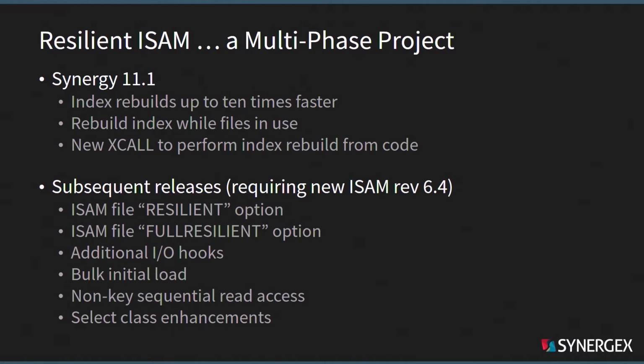In subsequent releases, it's still in the version 11 product set, but not 11.1, there are things that will require a new ISAM revision. So there'll be a new ISAM revision 6.4. So to get these things, you'll have to patch your ISAM files to that new revision level. But we're looking at adding, and I'll talk about each of these things in turn, a couple of new ISAM file options, resilient and full resilient, some new I/O hooks, a new mechanism for doing bulk initial loads very quickly, so getting data into files very quickly, a mechanism for non-keyed sequential read access, and further select class enhancements.